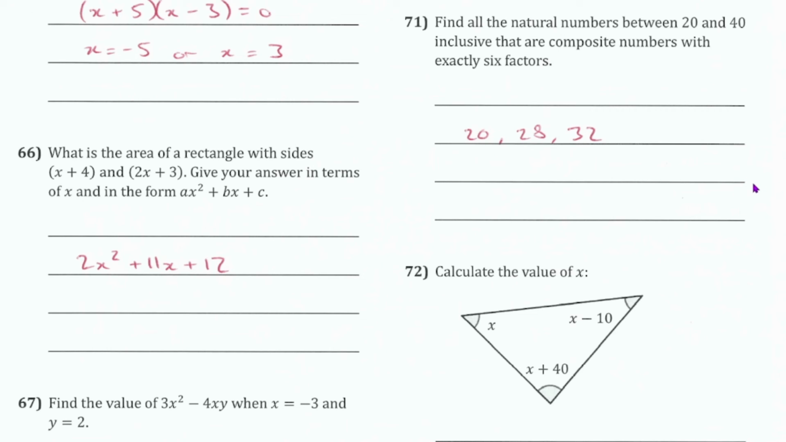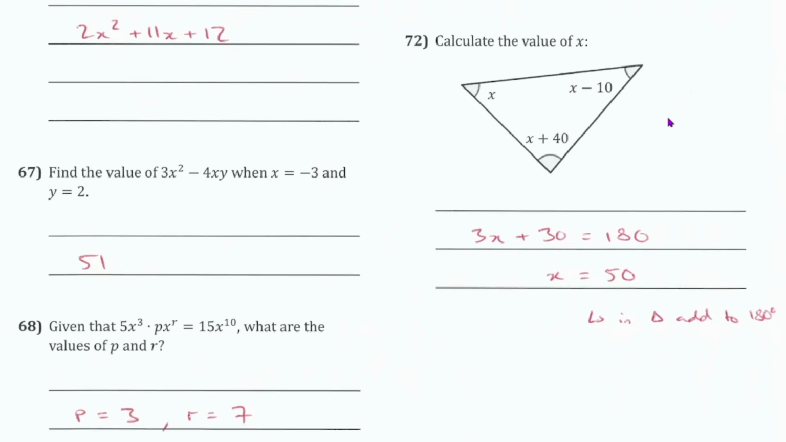Once we crossed off the ones that are prime numbers, we're looking for ones with exactly 6 factors. So some of our numbers, like 21, don't have enough factors. Some of our other numbers, like 30, have too many factors. As we go through, we eventually can identify that there are 3 numbers that satisfy all these conditions. Those numbers are 20, 28, and 32. Bit of a tricky one there.